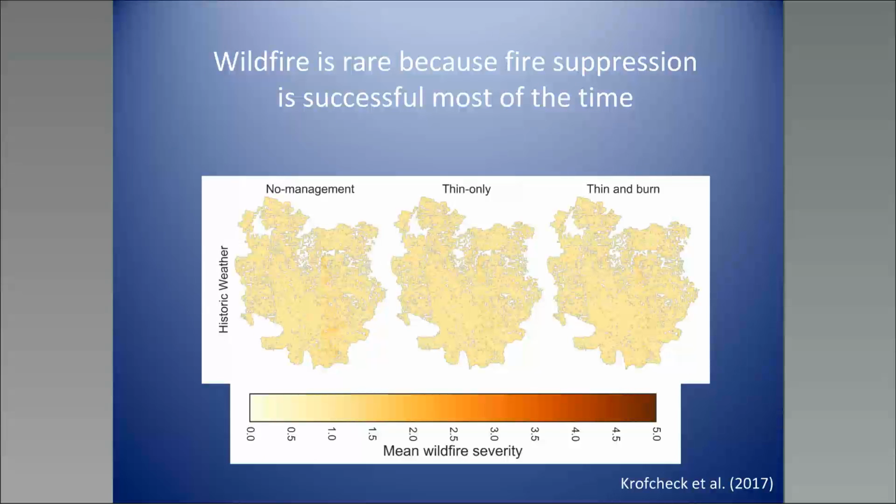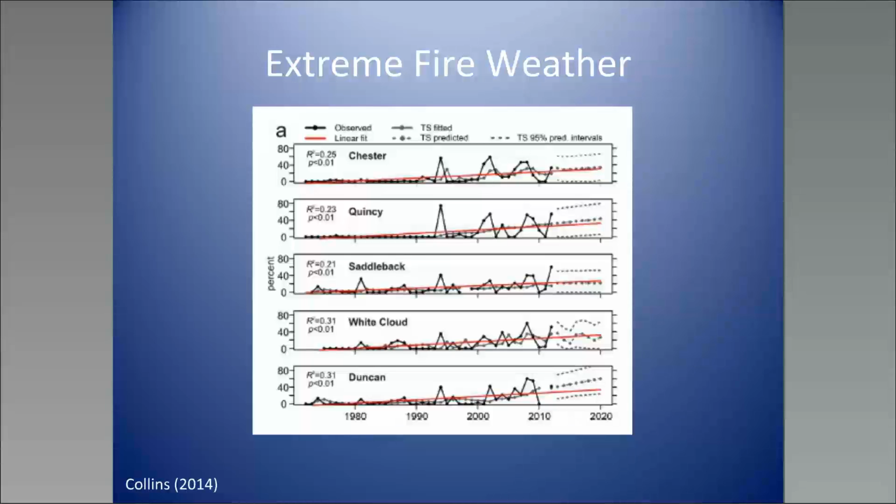And this was really driven by the fact that fire weather has been pretty mild if we look at RAWS data across the last 30 years, and fire is pretty rare across this particular landscape. And when we've got an ignition under mild weather conditions, suppression is successful most of the time.